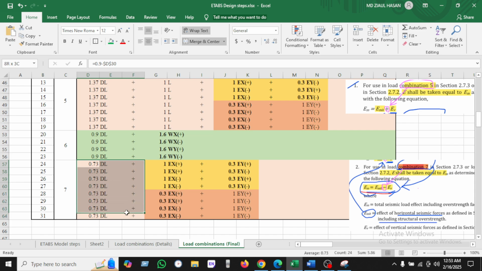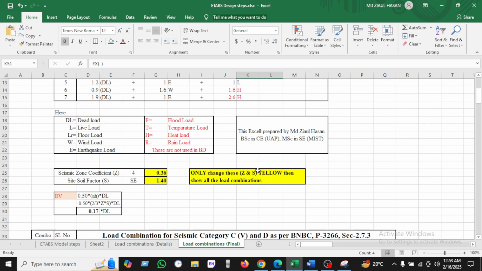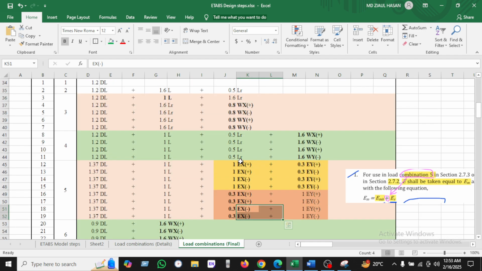The dead load will be changed, but the horizontal and vertical load will remain the same in x direction and y direction. So this is the lecture's intent.